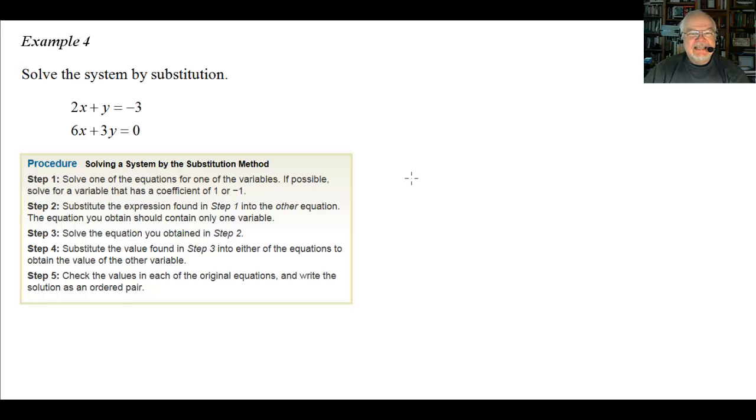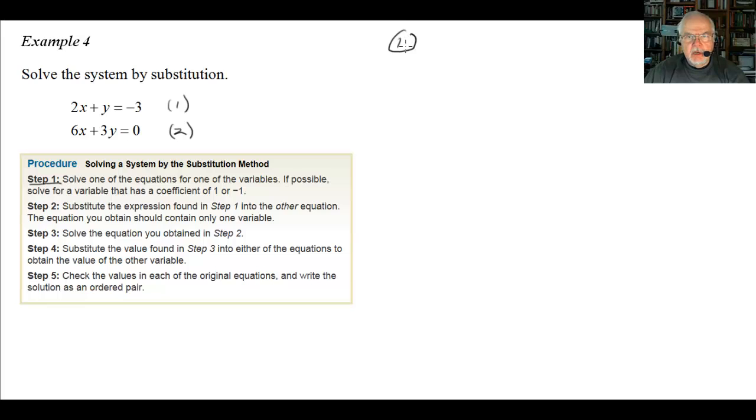All right, let's solve example 4 here, which is, of course, a variation of example 4 in your book, which comes from section 5.2. It says solve the system of equations by substitution. And we have two equations. They don't look too particularly difficult to solve. So let's go to our 5 steps. I think we'll find out, though, that we end up with a special case.